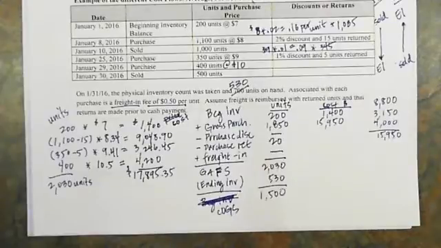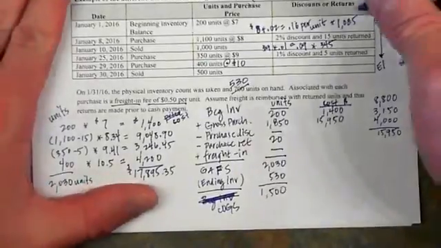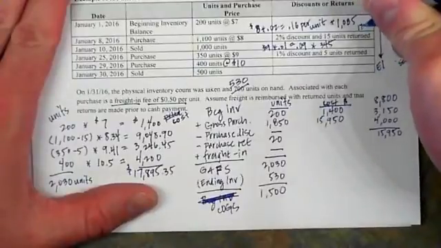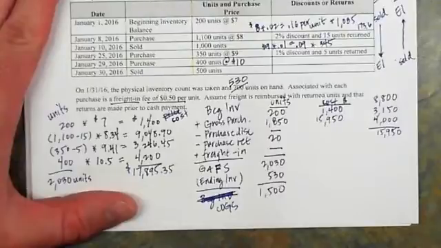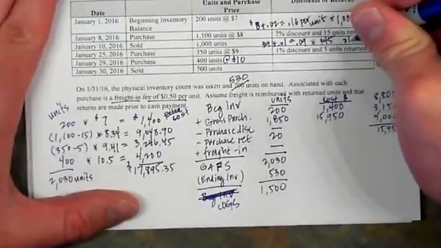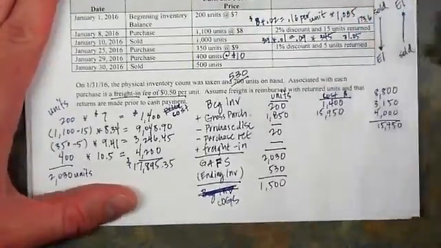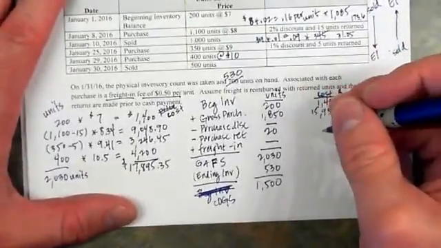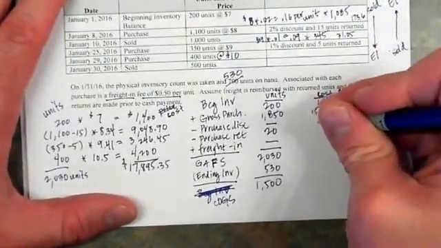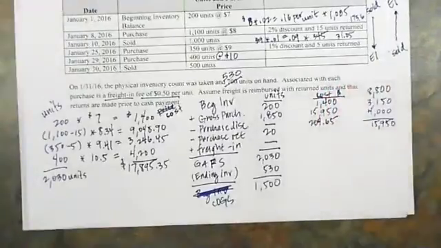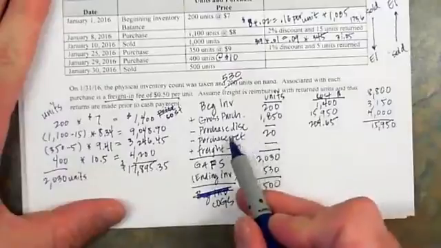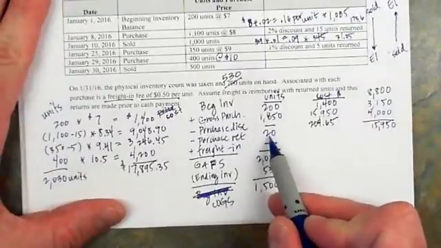$1,085 times 16 cents per unit, so that's $173.60, and 345 times 0.09 is $31.05. So that will come up to $204.65.